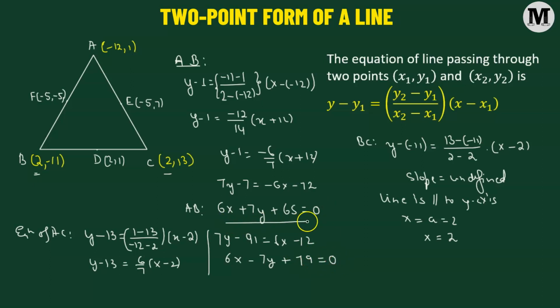So we have successfully obtained the equations of the three sides of the triangle. So we have 6x plus 7y plus 65 equals 0, x equals 2, and 6x minus 7y plus 79 equals 0.